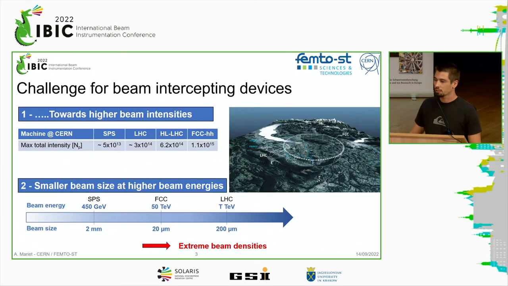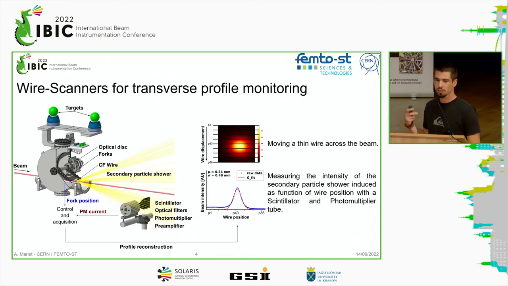So first of all, as you probably know, at CERN we are always pushing to improve the brightness and the luminosity of the beams. The intensity as well as the energy is already very high, but it will drastically increase in the future, whereas the beam size will decrease. This will lead to extreme beam densities, and the instrumentation of this kind of beams with intercepting devices is a real challenge. My work was mostly focused on the wire scanner, an instrument widely used at CERN, which allows the measurement of the transverse beam profile. It moves very thin wires. At CERN, we use a carbon fiber of 34 microns, which crosses the beam. The position of the wire is combined with the signal of the secondary particle shower produced by the beam-wire interactions, and doing that, we can reconstruct the profile of the beam.